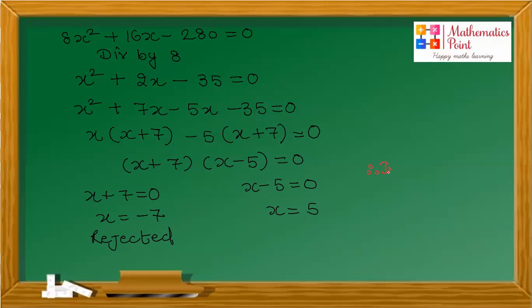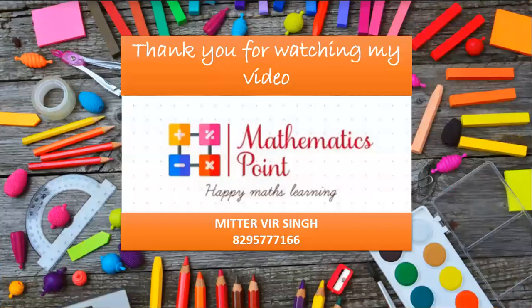Therefore, what is the first odd number? That was 2x plus 1. So 2 multiply 5 plus 1, that is 10 plus 1, which is equal to 11. And second number will be what? It will be 11 plus 2. It is equal to 13. So you see how we can use the concept of quadratic equation in day-to-day life situations. So hope you understand the word problems.